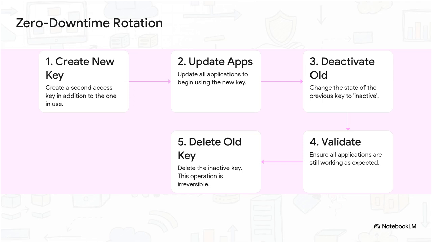So how do you actually rotate a key without breaking your app? Well, you definitely don't just delete the old one and plug in the new one. That would cause an outage. Instead, you follow this careful 5-step dance. First, you create the new key. Then, you update all your apps to start using it, while the old one is still active. Once you've checked and validated that everything is working perfectly with the new key, then you can go ahead and deactivate the old one. And finally, you delete it for good. It's a smooth, zero downtime transition.